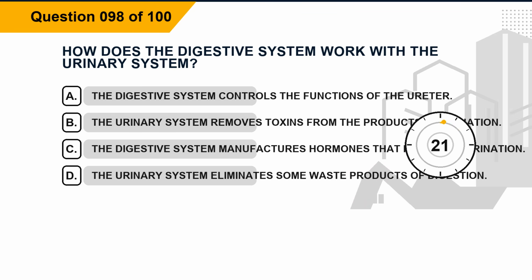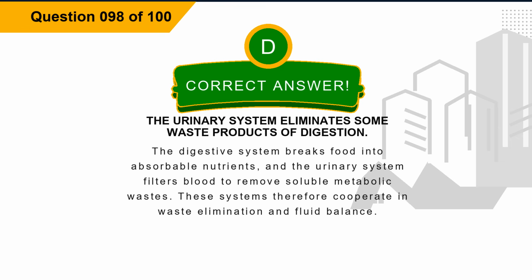Question 98. How does the digestive system work with the urinary system? Option A, the digestive system controls the functions of the ureter. Option B, the urinary system removes toxins from the products of urination. Option C, the digestive system manufactures hormones that influence urination. Option D, the urinary system eliminates some waste products of digestion. The correct answer is option D, the urinary system eliminates some waste products of digestion. Explanation. The digestive system breaks food into absorbable nutrients, and the urinary system filters blood to remove soluble metabolic wastes. These systems therefore cooperate in waste elimination and fluid balance.